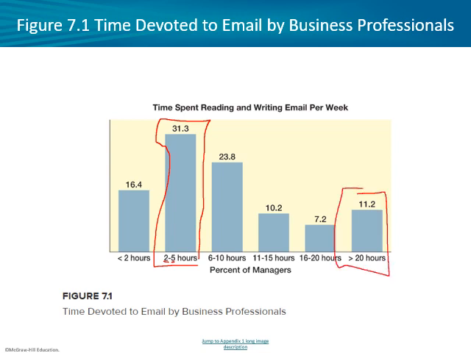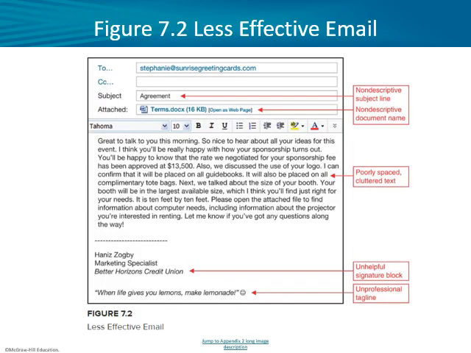11.2% did say they spend over 20 hours. I would imagine most people are probably, actually the lowest one, 16 to 20 hours, is what I would have expected to be the highest. So I'm not really sure what to make of this. And I guess I could get your take on it. Maybe you could talk about this here, unless I forget to put the question, and then maybe at the end. I'd like to know about how much you figure you spend per week dealing with emails. Of course, this is managers, so maybe they are spending all their time in face-to-face interactions. Well, let's see. Figure 7.2. Less effective email. So this is the bad email. Yep.